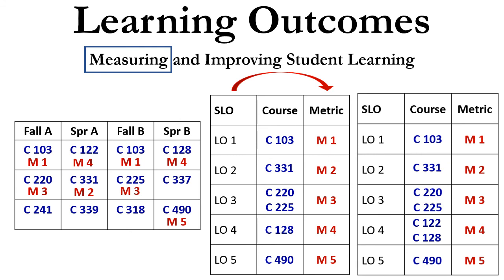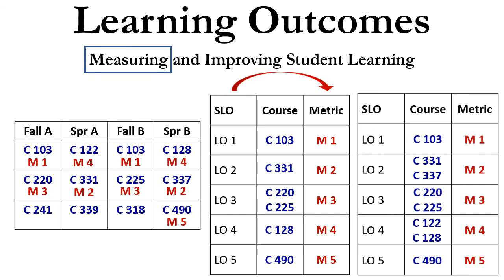And let's say you also need, in spring B, course 337, let's say you find that it has a metric too. That's something that can measure learning outcome 2. Well, now on the right, you can put that course as well: courses 331 and 337 and so forth.